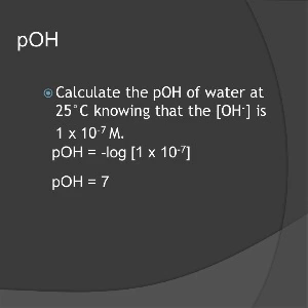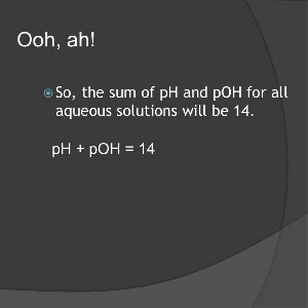So what that means is at 25 degrees Celsius, the pH of a solution plus the pOH of a solution that is aqueous will be 14. The sum of the pH and pOH for any aqueous solution at 25 degrees Celsius will be 14.